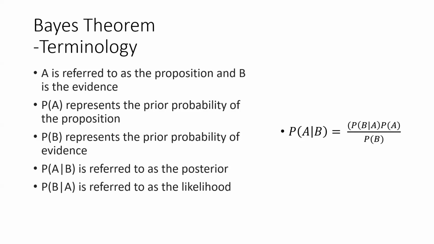P(A) represents the prior probability. We know that probability. And P(B) is the prior probability of the evidence. So we have the prior probability of the proposition and the prior probability of the evidence. Then A given B is the posterior. That is what we don't know. And then B given A is the likelihood. That one we know the probability already, so we know the likelihood already.